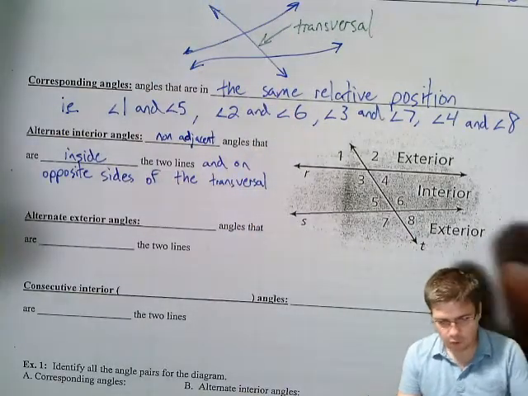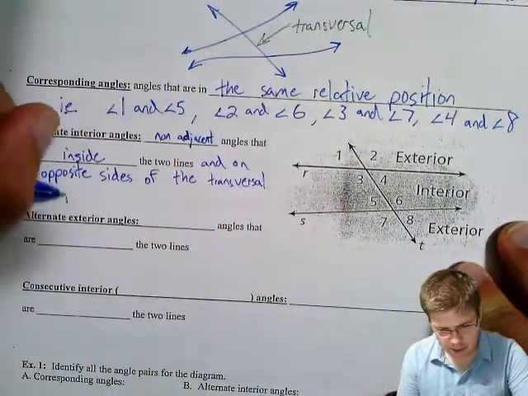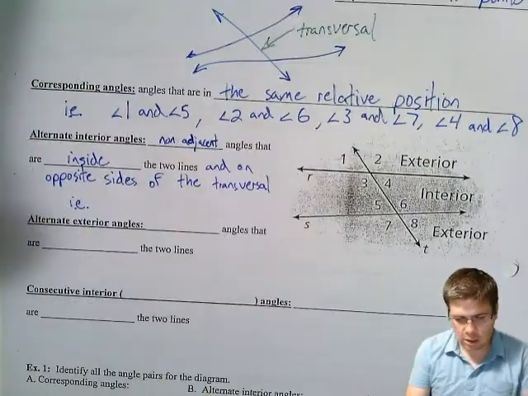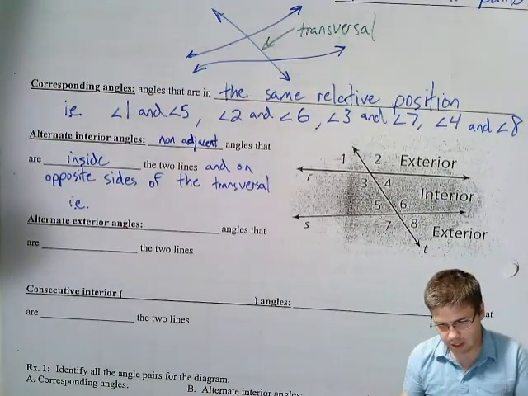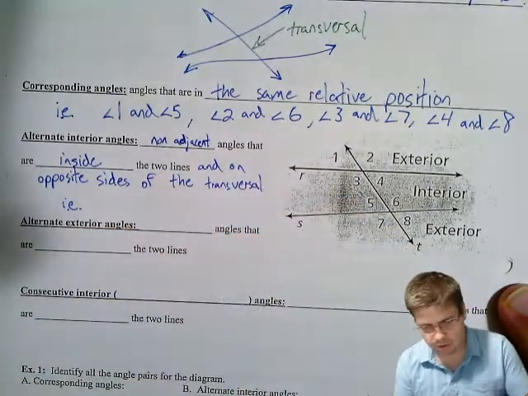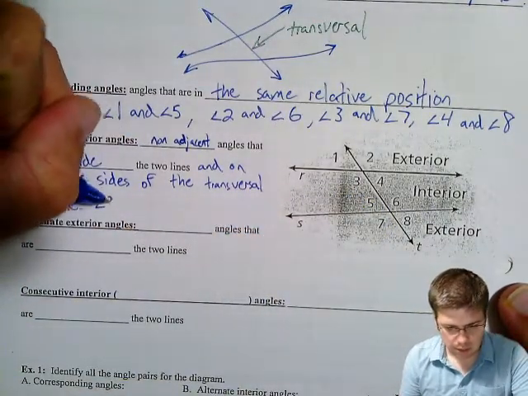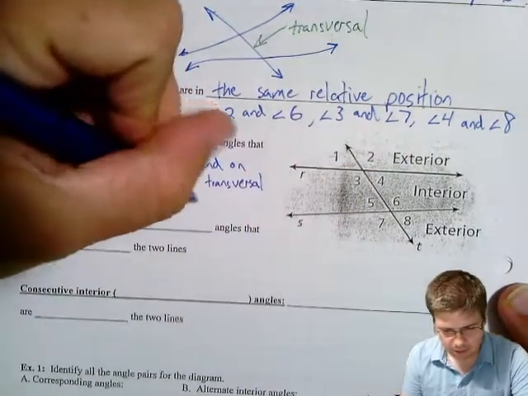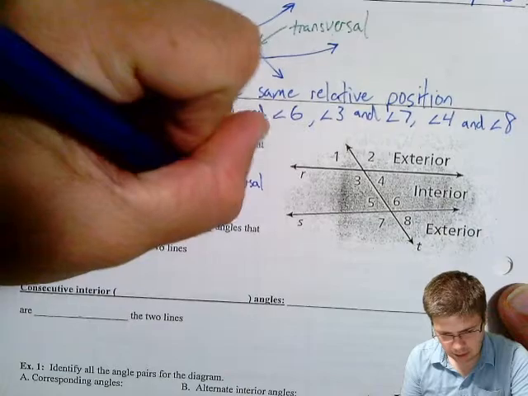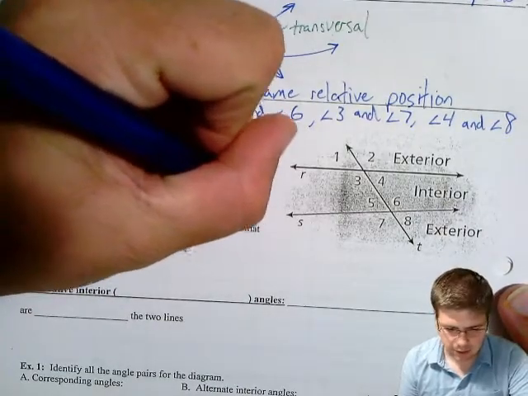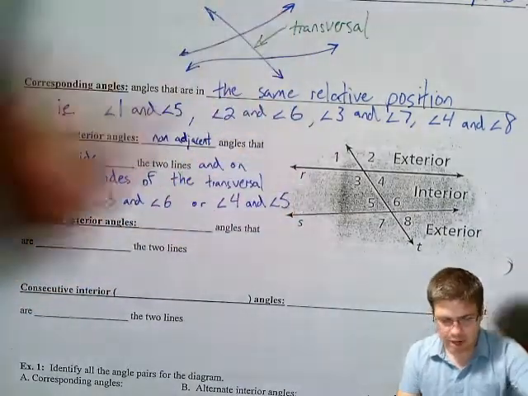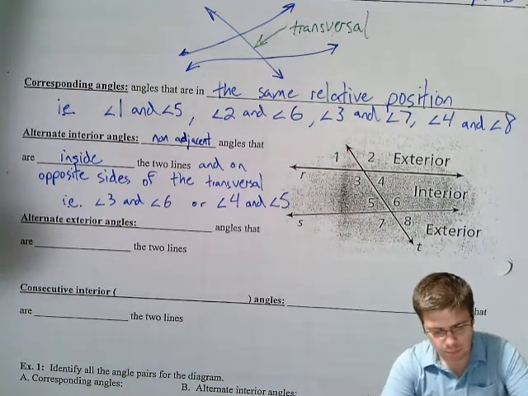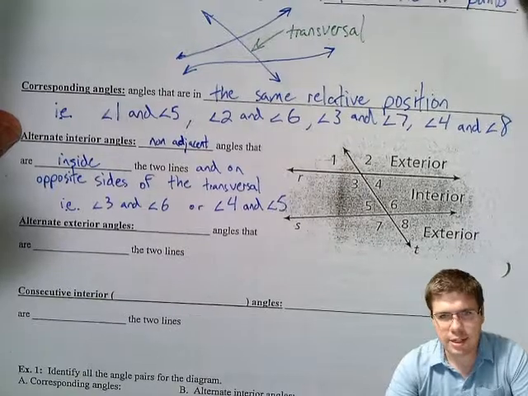All right, so for example, if we looked at this graph, angles 3 and 6 are alternate interior angles. They're on the interior and they're on alternating sides of the transversal. So angles 3 and 6, or we could say angles 4 and 5. And those are pairs of angles. We're still looking at pairs of angles when we do this. So those would be alternate interior angles.